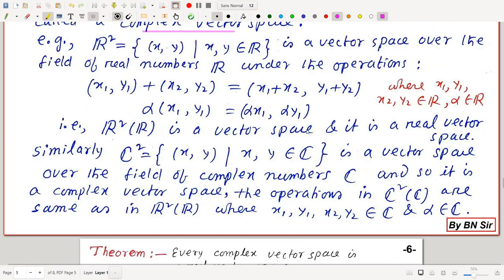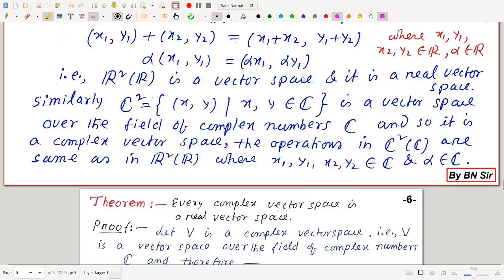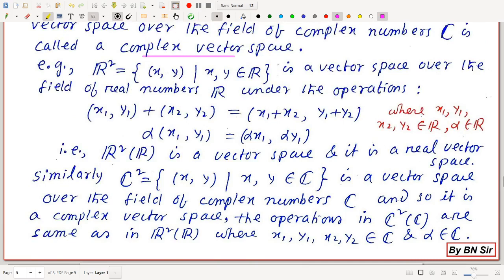Very natural. For example, R square, R cross R, Cartesian product, the xy plane, Euclidean plane, the set of all ordered pairs (x, y), where x, y are real numbers, is a vector space over the field of real numbers R under the operations (x1, y1) plus (x2, y2) equal to (x1 plus x2, y1 plus y2), meaning pointwise, component-wise addition. Alpha (x1, y1) is (alpha x1, alpha y1). Alpha goes inside. Pointwise multiplication. Where x1, y1, x2, y2 are in R and alpha is also in the field R. That is, R square over R, V over F here is R square over R, is a vector space. We shall see it in the case of R to the power n or F to the power n later.